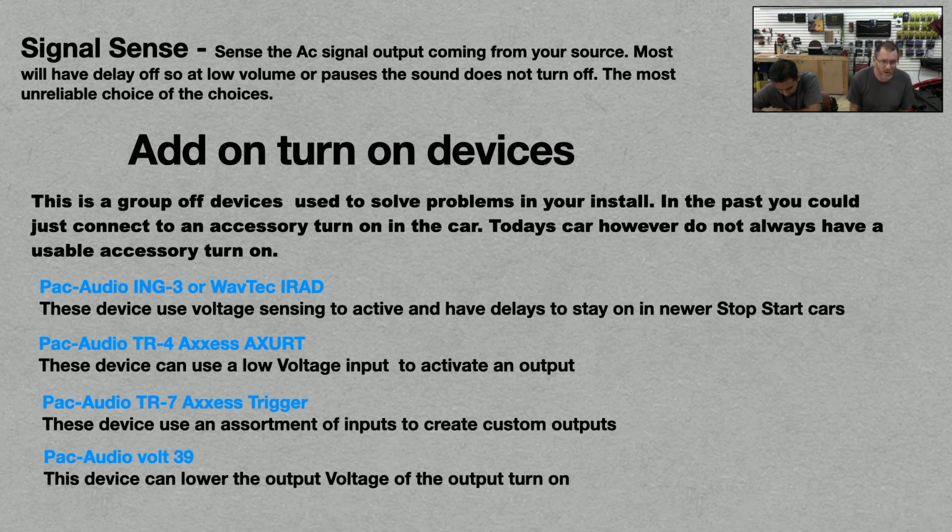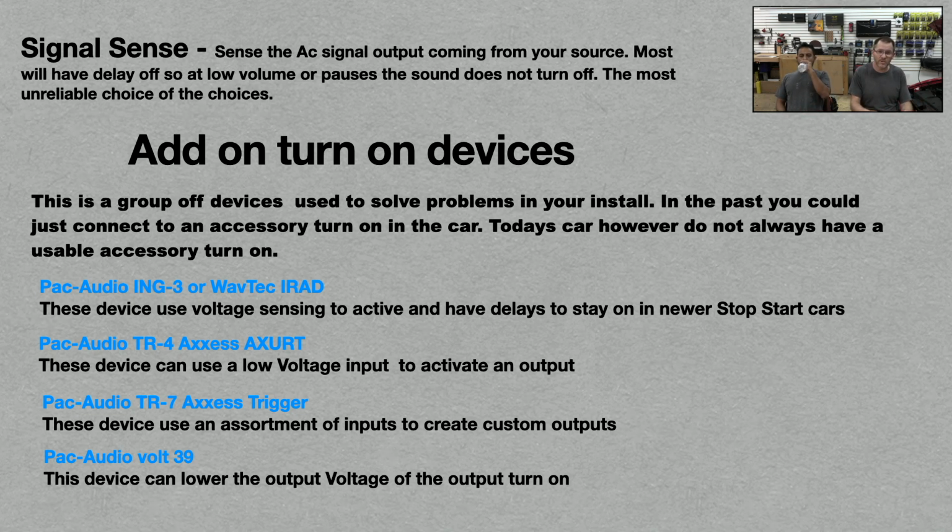PAC also makes a product called the Volt 39. This device can lower the output voltage of the output turn on. This is also very helpful when dealing with backup cameras or something like this Ford Mustang sitting over here. This used a 5-volt turn on to turn on the factory amplifier. If you throw 12 volts at it, what you get is this tremendous turn on pop. So you put a Volt 39 on it, it'll do 3, 5, 6, or 9 volts on a little switch on the side. You switch it to 5, you don't have a turn on pop anymore. It's a pretty spectacular thing.